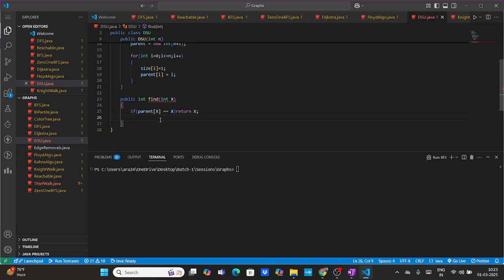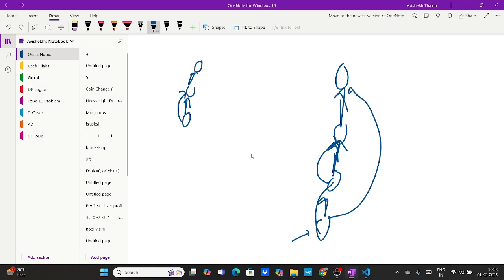Otherwise, see, this is what we have: A, B, C. What is the parent of C? Parent of C is C itself. So as soon as you hit this condition, I need to return C.